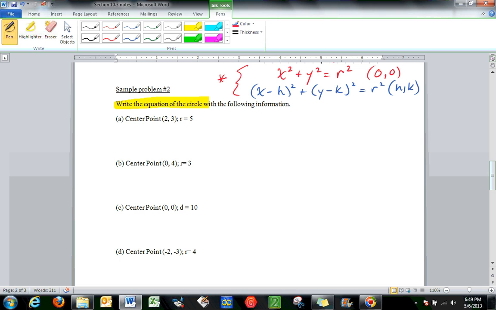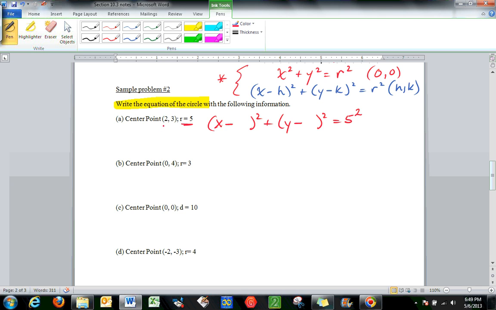Okay, if we look at part A, we see that we have a center point at (2, 3). So we know immediately that we're not dealing with the first form of the equation. I'm going to start by pre-writing this equation: (x minus some number) squared plus (y minus some number) squared equals r squared, and we can see that r is 5, so that's 5 squared.